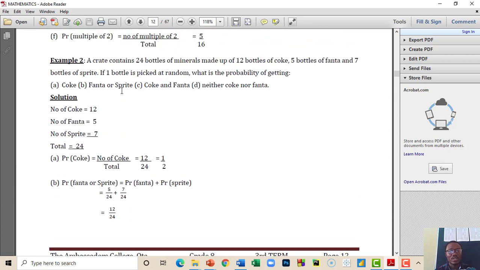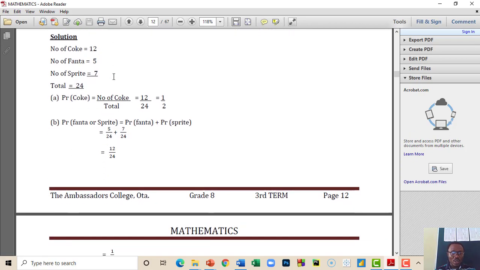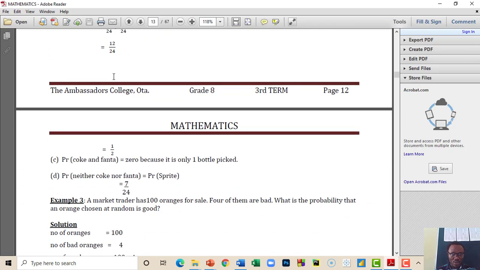Coke and Fanta. Take note, the question said if one bottle is picked. If one bottle, there's no way you can pick one bottle and you're picking Coke and Fanta, unless you're a magician. So it's not possible. Since you are picking one, you can't pick Coke and Fanta at once. So the answer to that question is zero, because we are actually picking one.